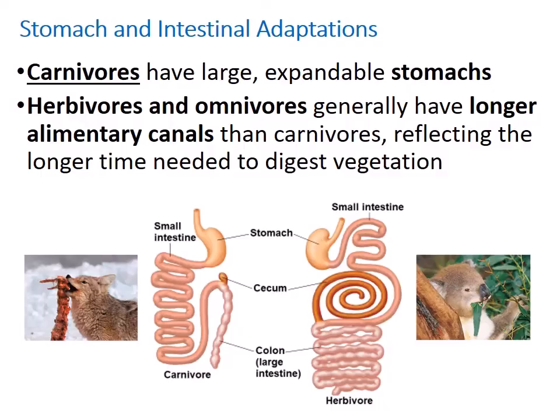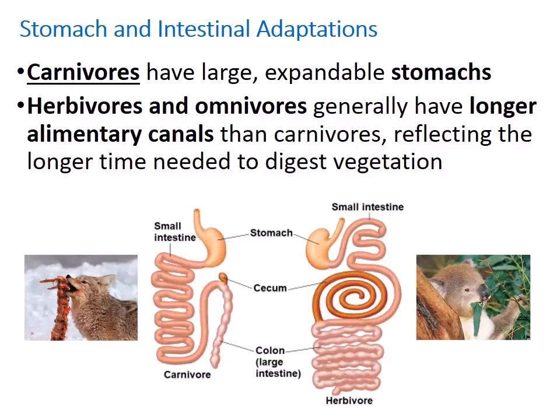So then when it comes to stomach and intestinal adaptations, carnivores have large, expandable stomachs, and herbivores and omnivores generally have longer alimentary canals than carnivores, but it takes more time for these animals to digest vegetation, and oftentimes they have specialized mutualisms.